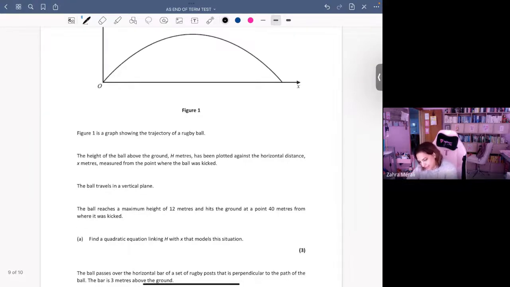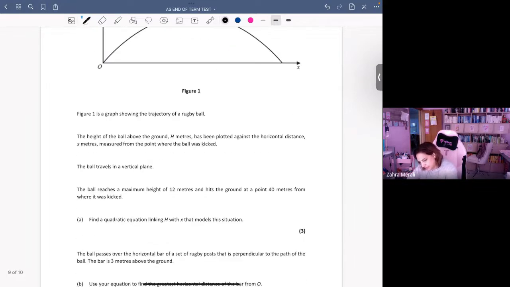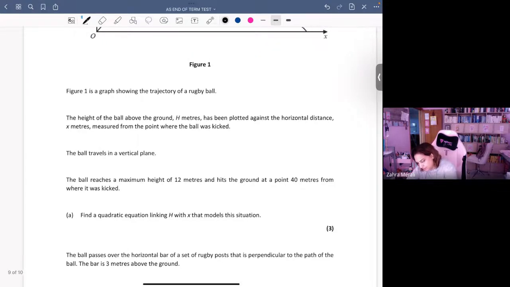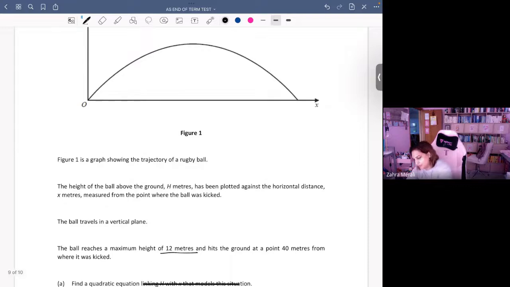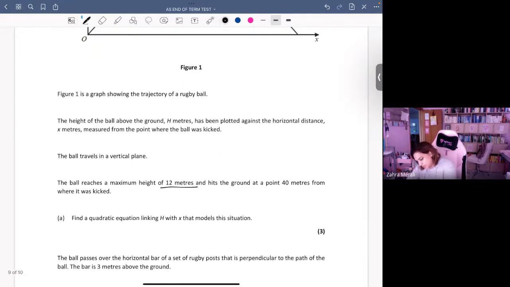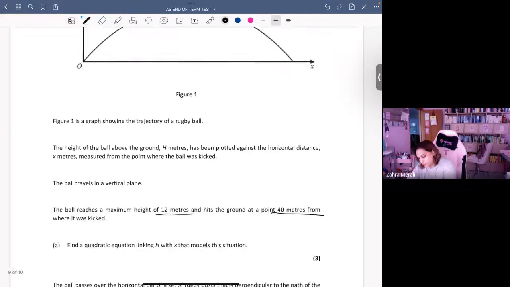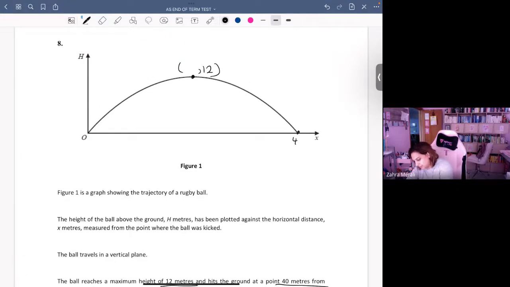Right, we've got height, so H represents height. We can see it's quadratic because it's a curve. We're told the maximum height is 12 meters, so at the maximum, I've got 12 here. And it hits the ground at 40 meters. So that's 40. Quadratics are symmetrical, so that's got to be 20, right?